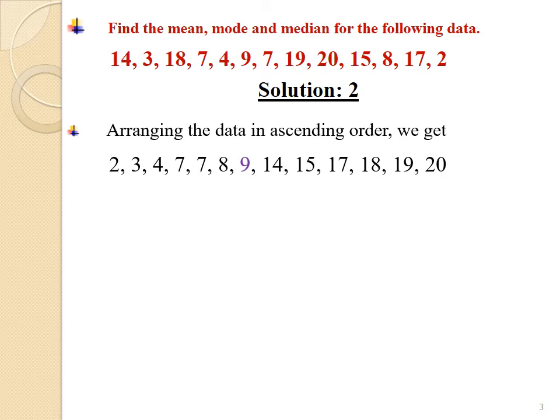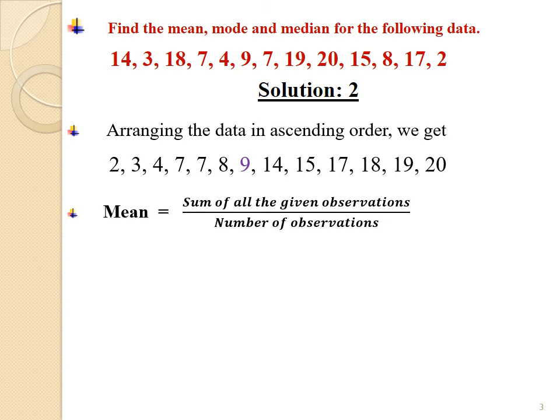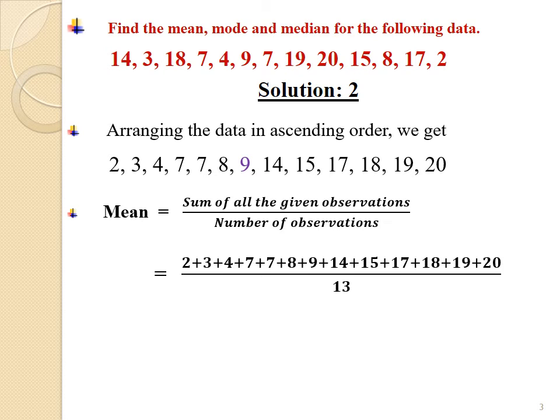Now, let us find out the mean. Mean equals sum of the given observations by number of given observations. Sum of observations equals 2 plus 3 plus 4 plus 7 plus 7 plus 8 plus 9 plus 14 plus 15 plus 17 plus 18 plus 19 plus 20 by 13, as number of observations is 13.